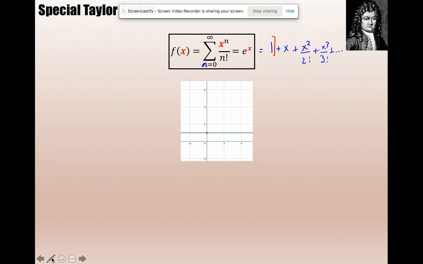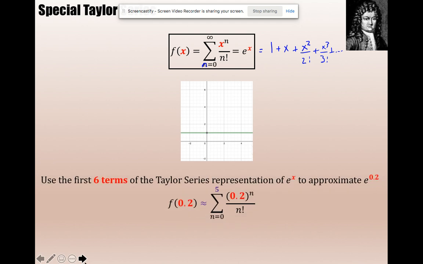So I can't graph this infinite polynomial, and I can't plug into this infinite polynomial, but I can get a lot of functions and a lot of numeric series that are super close to e to the x. So what do I care? Let's use the first 6 terms to approximate e to the x. What x do I want you to plug in? I want you to plug in 0.2 for e to the x.